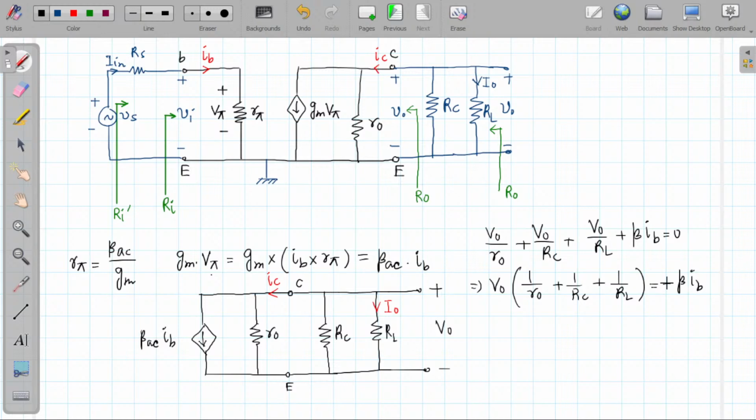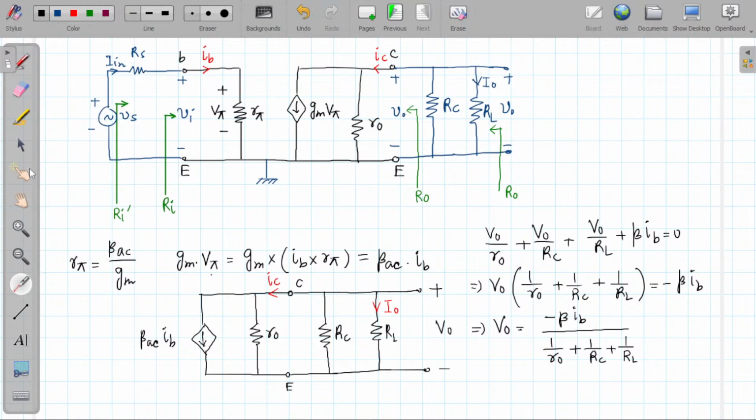This is the way by which we can find the value of V0. So V0 will be equal to minus beta into IB divided by 1 by R0 plus 1 by collector resistance plus 1 by load resistance. So this is how V0 can be found. Now, what is the input circuit? This is the input circuit. Now we will take this input circuit and analyze VI.